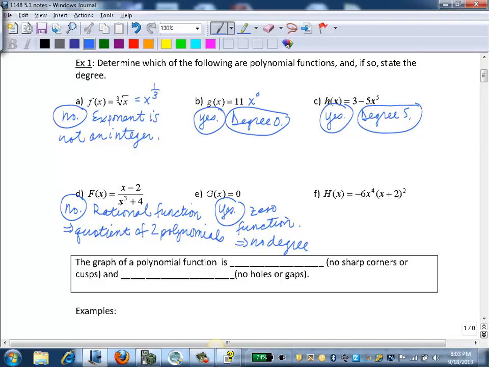So there's no degree on the 0 function. And part F, h of x equals negative 6x to the fourth times x plus 2 squared. Okay, so the variables that we see, I see x to the fourth power. 4 is a non-negative integer, that's good. And here's x to the first power, that's a non-negative integer. 1 is a non-negative integer.